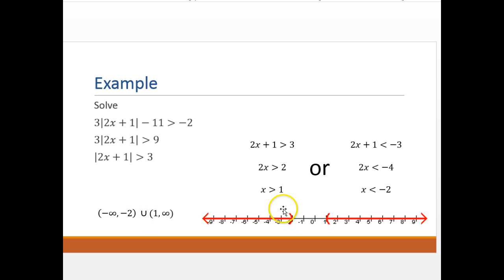So when I go to graph it, notice I have a gap in my graph where there's no solution set. Everything to the left of negative 2, not including negative 2. Everything to the right of 1, not including 1. This interval to the left represents negative infinity to negative 2. Interval on the right represents 1 to infinity.